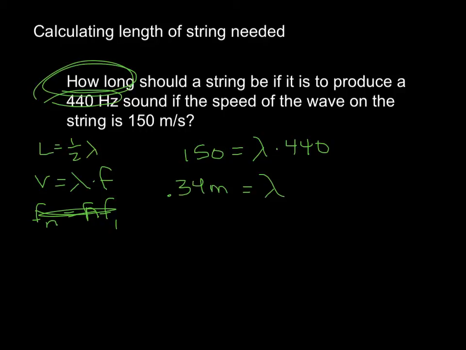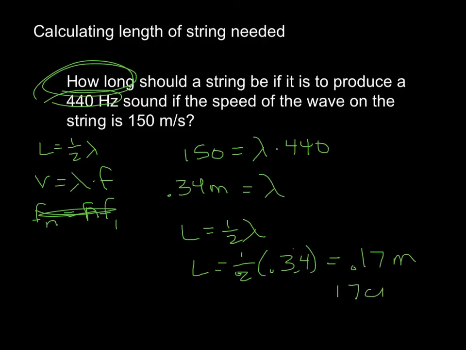So that's the length of the wave. But remember, the length of the string is half of the wavelength. So the length of the string is half of 0.34, which is 0.17 meters or 17 centimeters. So if you were to make a part of your harp, your string would have to be 17 centimeters long and it would produce that 440 hertz note.